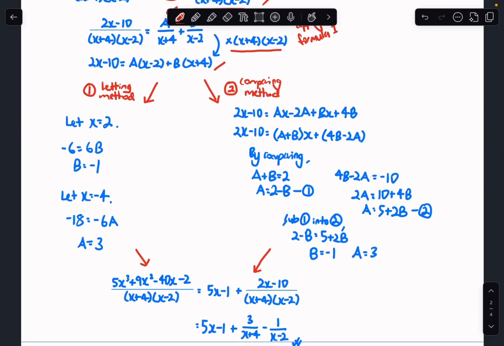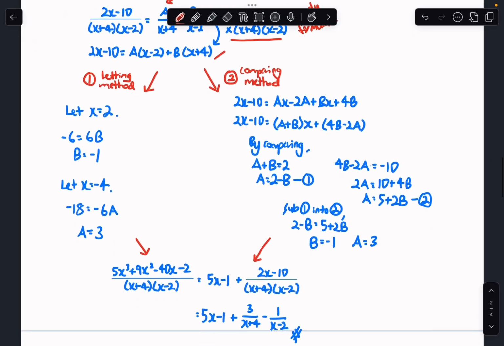So now we have two methods to solve it. There are two ways to solve it. The first way is the letting method, which is the simpler method. You just let x equal 2. When x equals 2, the A will essentially be gone already, so we can solve to get B. Then we let x equal minus 4, then the B essentially is gone, and we can solve for A. So this is the faster method.